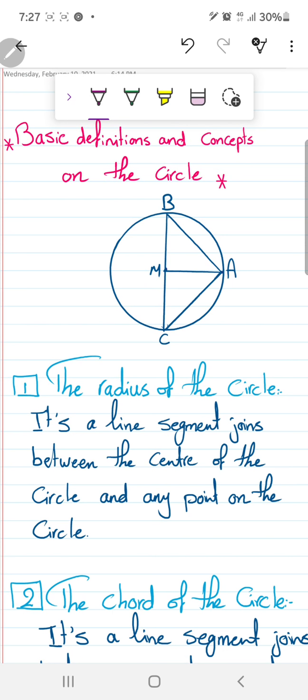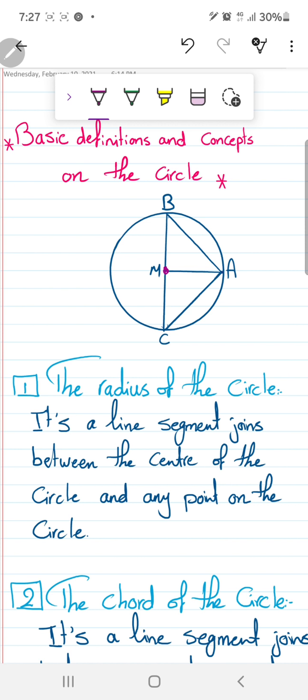Hello everyone, our lesson today is lesson 1 in unit 4, which is basic definitions and concepts on the circle. If we have a circle here, its name is circle M. Why? Because the center of the circle is M. If the center of the circle is N, the circle here will be circle N. If the center is C, the circle will be circle C, and so on. So the circle is usually denoted by its center.